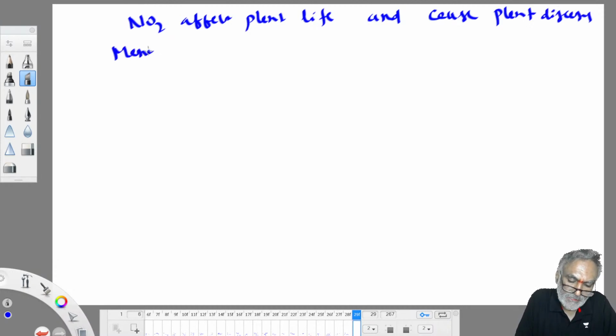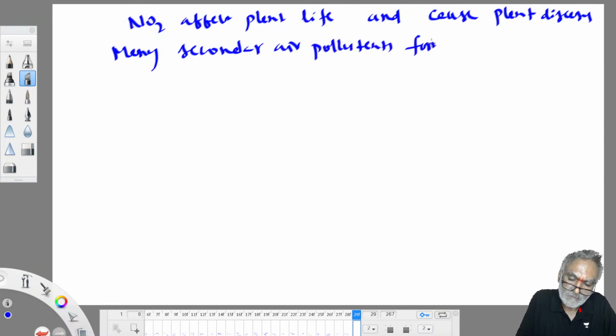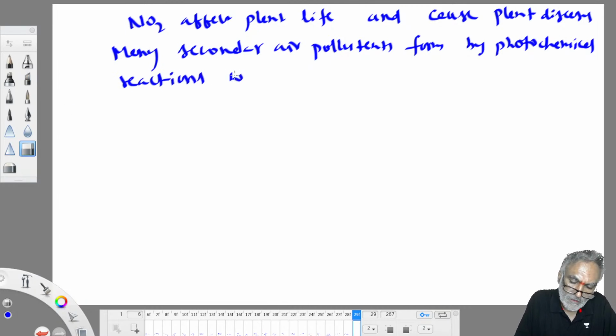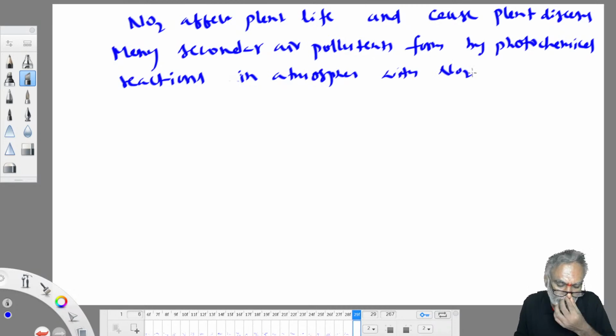So many secondary air pollutants are produced due to NO2, by photochemical reactions in the atmosphere with NO2. Ozone, peroxyacetyl nitrate, peroxypropanol nitrate, peroxybutyl nitrate, all are formed due to NO2 only. So that's why NO2 estimation is important.